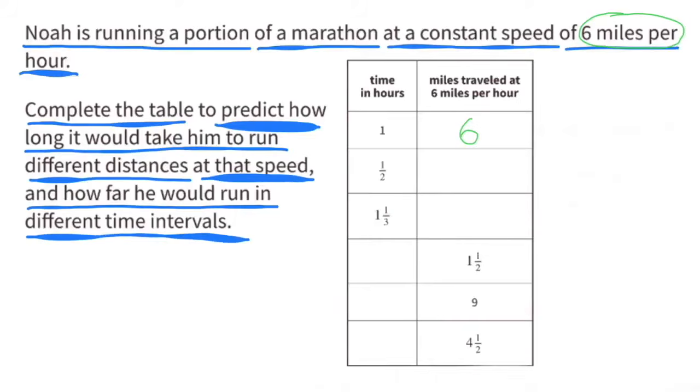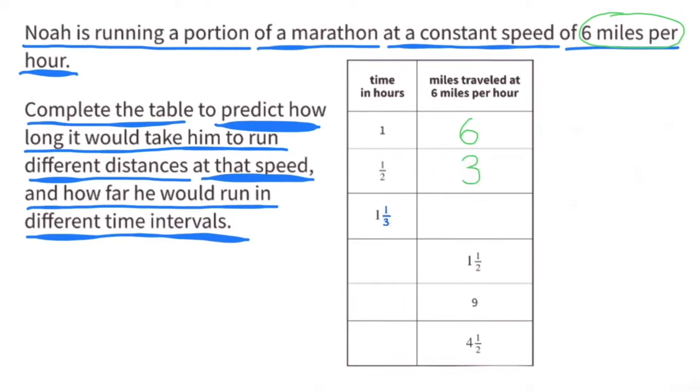If the time in hours was 1 and he's running 6 miles per hour, then the miles traveled at 6 miles per hour would be 6. If the time in hours was a half hour, 1/2 is half of 1, so half of 6 would be 3. At 6 miles per hour, the distance traveled after 1/2 hour would be 3 miles. The next amount of time is a little bit trickier.